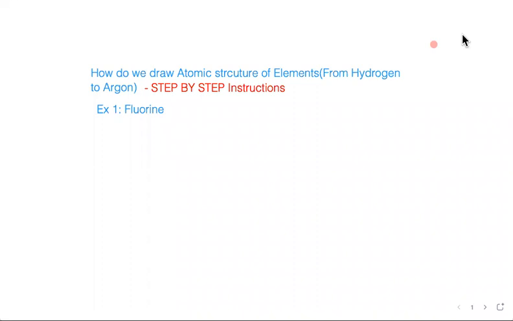Today we will see how to draw the atomic structure of elements, starting from hydrogen to argon. I'm going to give you step-by-step instructions, and let's see a couple of examples. So let me take fluorine first.